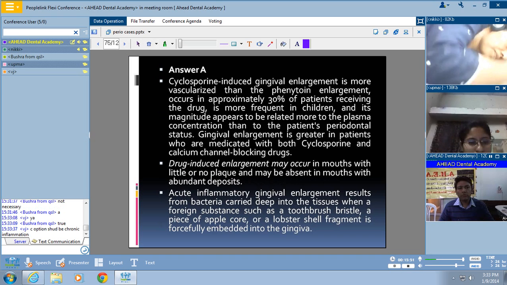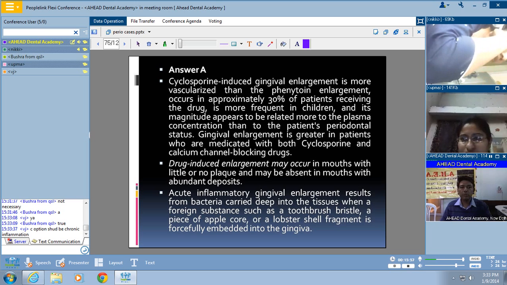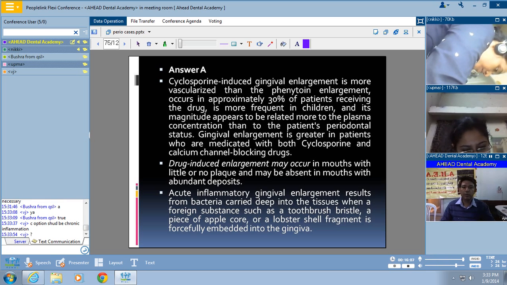Cyclosporin-induced gingival enlargement is more vascularized than phenytoin enlargement, occurs in approximately 30% of the patients receiving the drug, is more frequent in children, and its magnitude appears to be related more to the plasma concentration than to the patient's periodontal status. Gingival enlargement is greater in patients who are medicated with both cyclosporin and calcium channel blocking drugs.